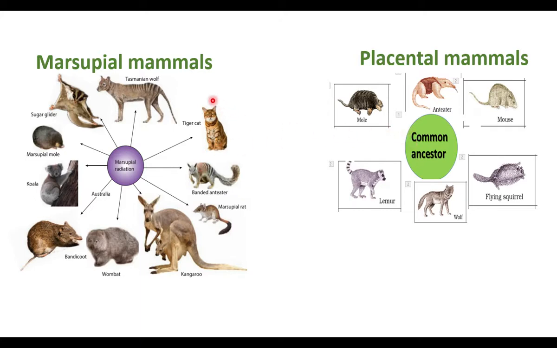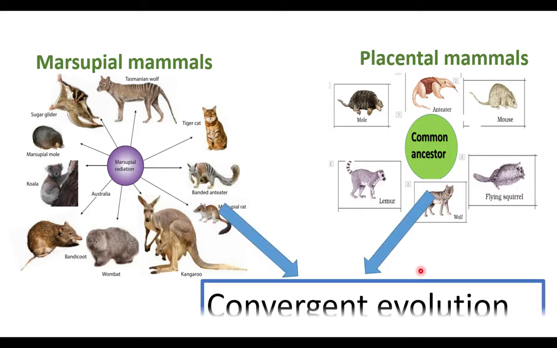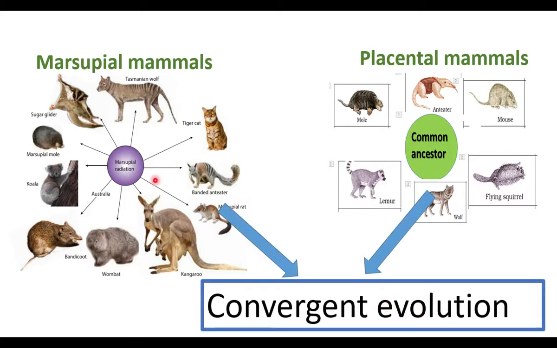Among marsupial mammals there is a rat. Among placental mammals there is also a rat. Both rats are different, but they have functional similarities. Both are burrowing. So between the two groups there is convergent evolution. This is one divergent evolution, this is another divergent evolution, but between the two groups, which were different groups, there were functional similarities. So this shows convergent evolution. Both evolved separately.